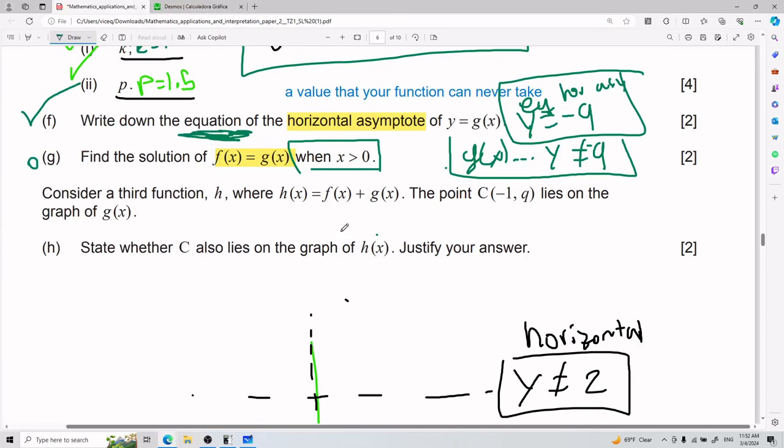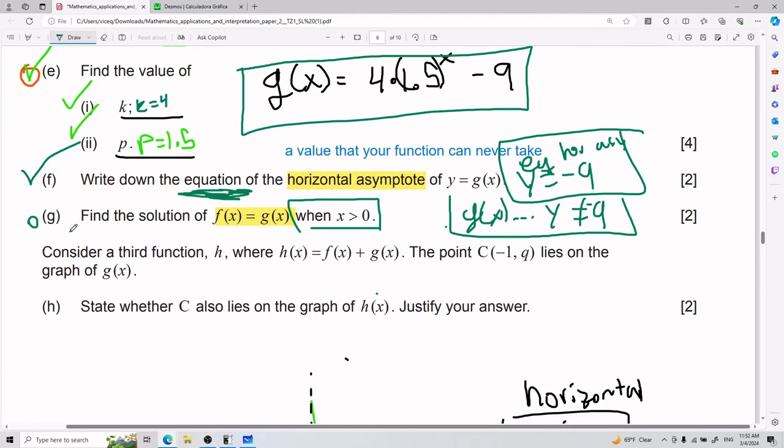It is at 4, comma, 11.25. See? So this is the point of my solution, and the solution itself is the value of x. Okay, so the value of x is going to be x equals 4. That is for part G.